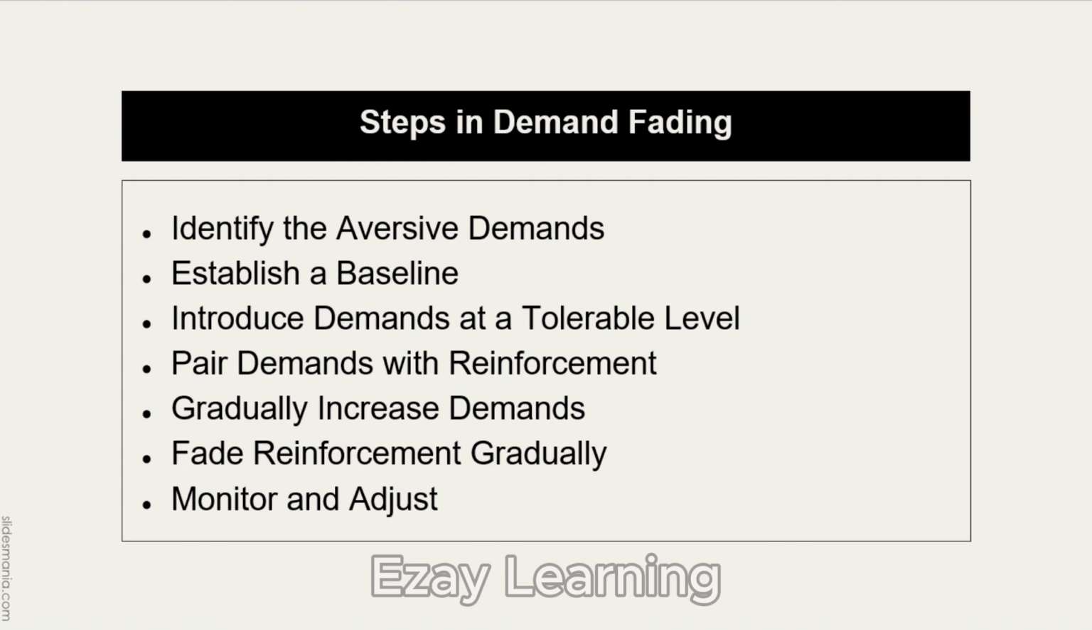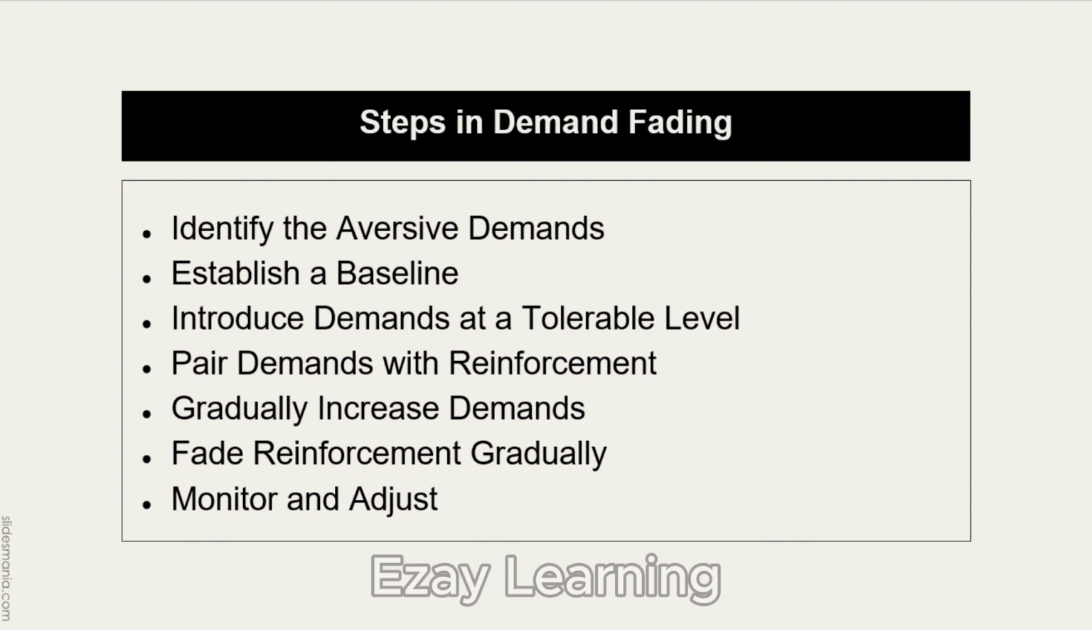Now gradually increase demands. Slowly raise the expectation over time while maintaining a high rate of reinforcement. For example, moving from one problem to two, then three, ensuring success at each step before increasing. Fade reinforcement gradually. You need to fade reinforcement also in order to focus on generalization. As the individual becomes more tolerant of demand, reduce the frequency or intensity of reinforcement. Provide reinforcement after completing a set of problems rather than each one.